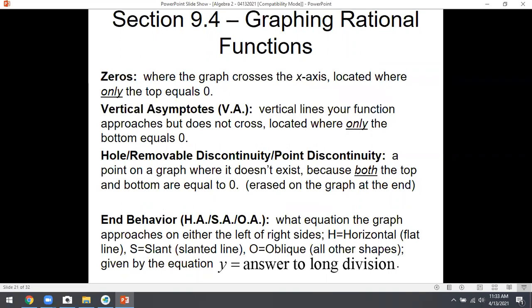Speaking of the bottom one, this one is off by itself because it tells you the end behavior, which I keep harping on. That's what this graph does as you go really far to the right or really far to the left. To figure out what that end behavior is, you're actually going to do long division. Remember that old skill, long division? It's back. We're going to do it again. And whatever answer you get out when you do the long division, that is the equation of what this thing will look like on the left end and the right end.